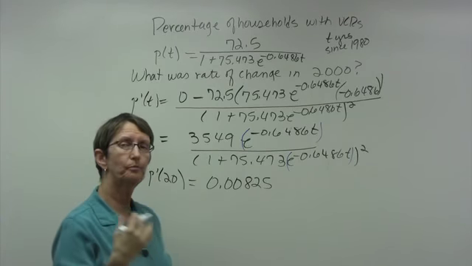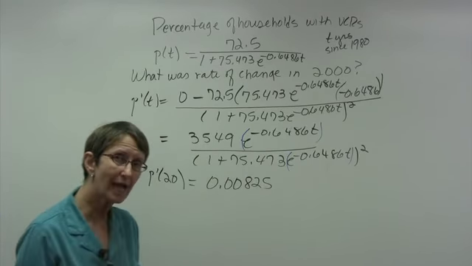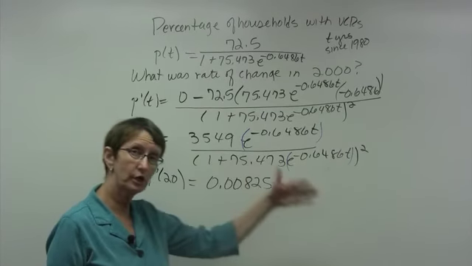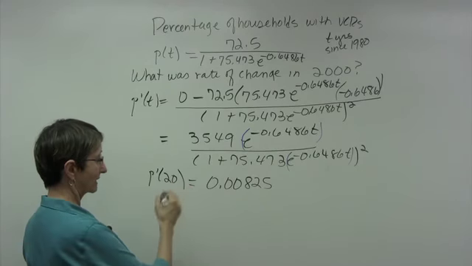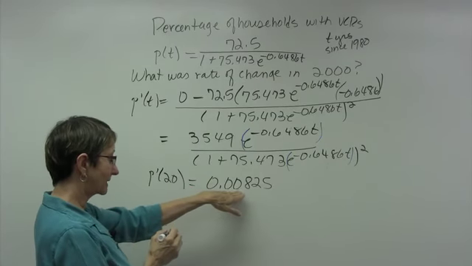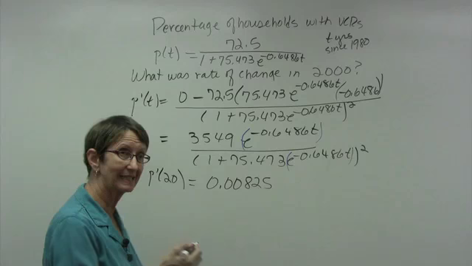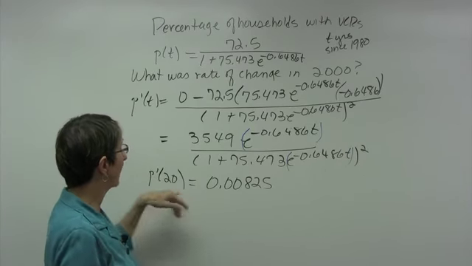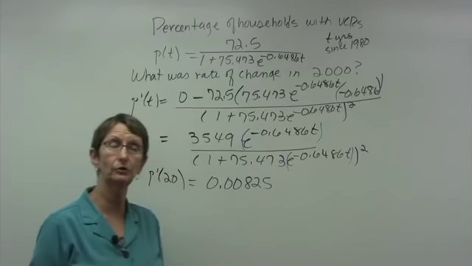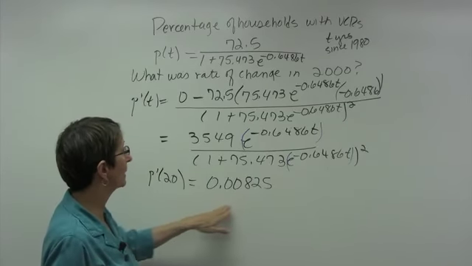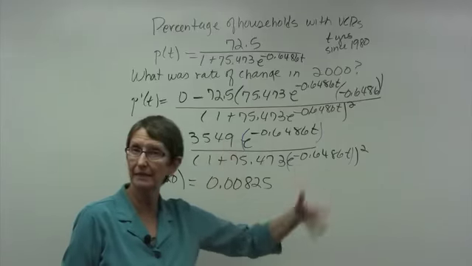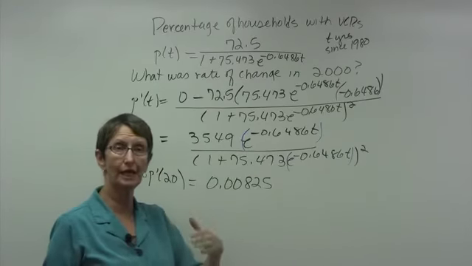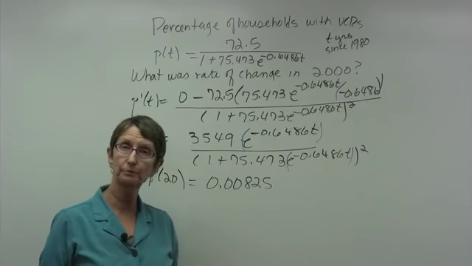This is the change in the percentage of households that have VCRs per year. So this says that 0.00825% of households was the only time that the number was changing after 20 years in the year 2000, which makes sense because DVD players started coming in and taking over for VCRs. So this is a very small percentage change increase per year.